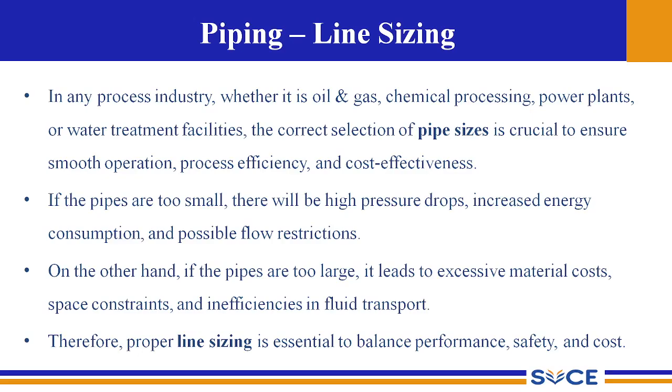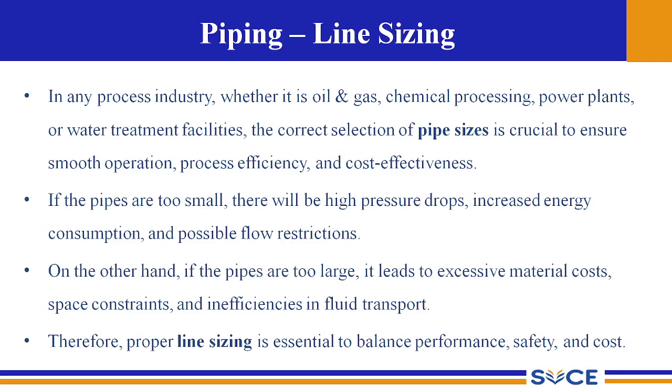In any process industry, whether it is oil and gas, chemical processing, power plants or water treatment facilities, the correct size of the pipe is very crucial, and it will ensure smooth operation, process efficiency, and the cost effectiveness of the piping systems. So, line sizing plays a very important role in fluid transportation by ensuring that the process is running efficiently and in a cost effective manner.